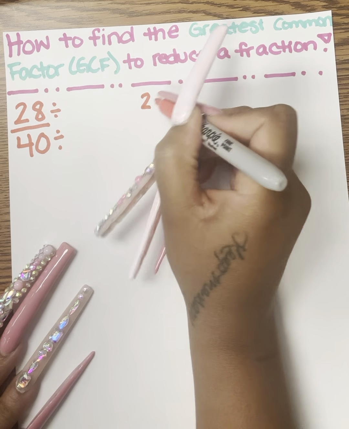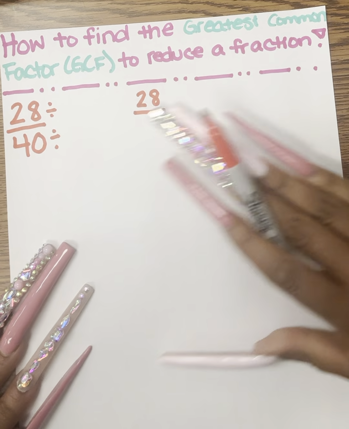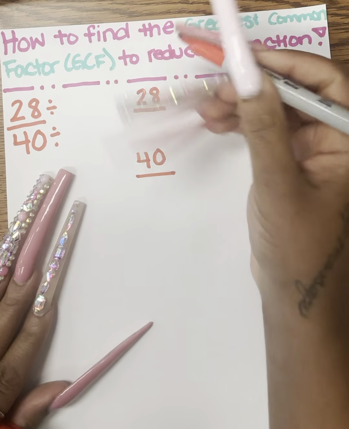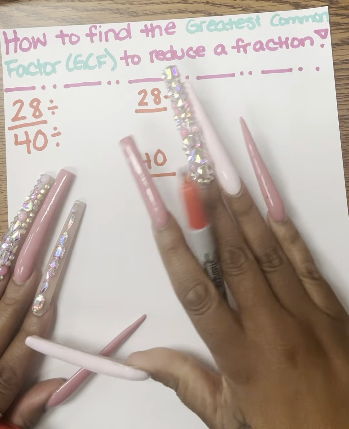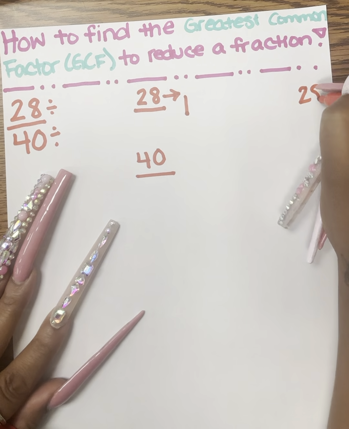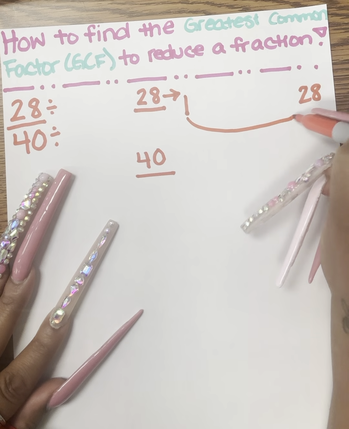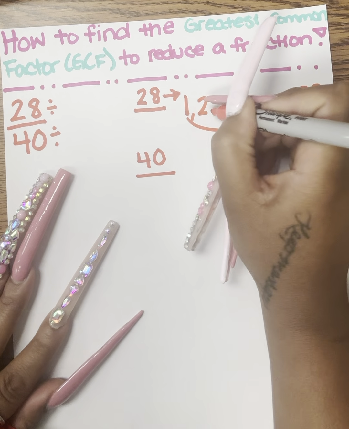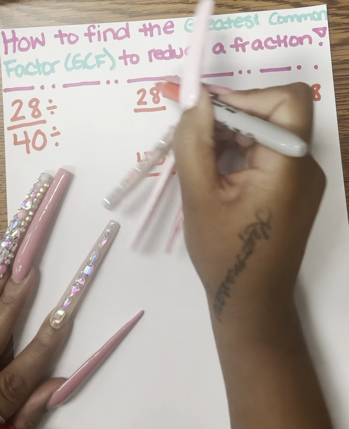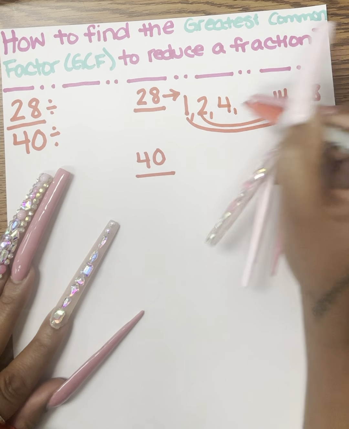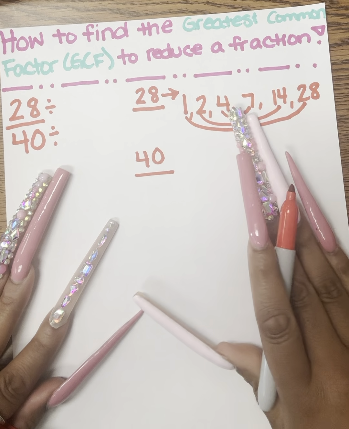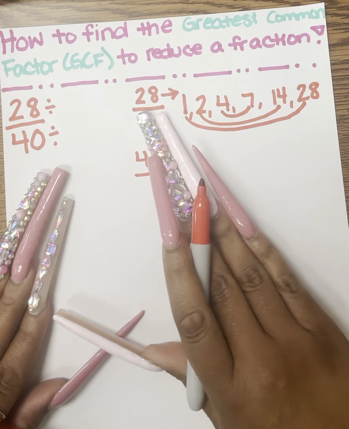Let's check. I can check by finding all the factor pairs of 28 and all of the factor pairs of 40. Well, what do you mean by that? What are all the numbers that when I multiply them together, it equals 28? I can always start with 1 and that value. So 1 times 28 is my first factor pair. I can multiply 2 times 14. That is my next factor pair. Nothing times 3, but I can multiply 4 times 7, which will give me my final factor pair. 1, 2, 4, 7, 14, 28 are all the factors of 28.